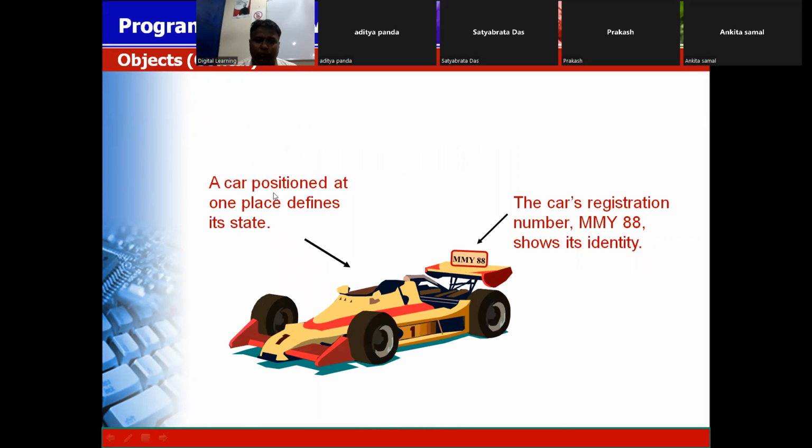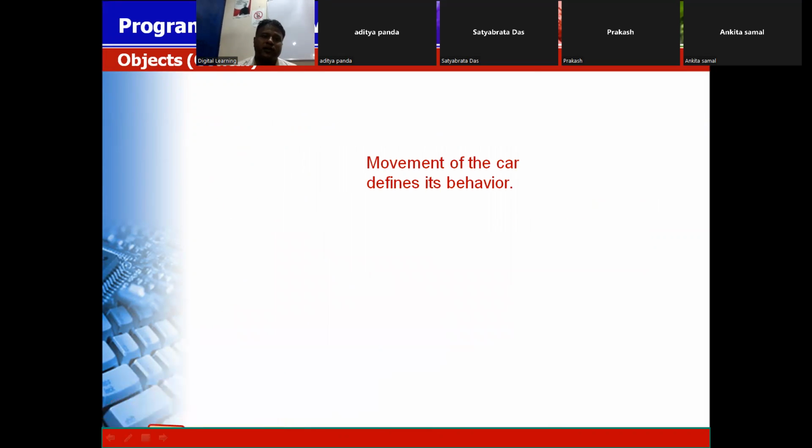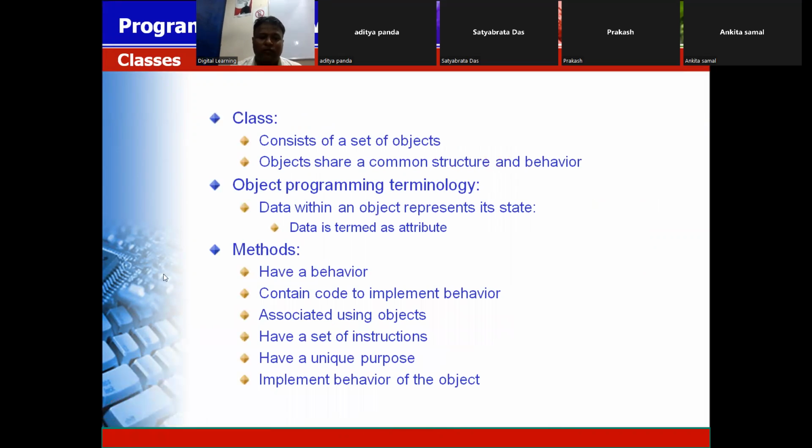See there, a car's position at one place defines its state. The car registration number shows its identity. It's an identity number. When the car moves, it shows its behavior. Now think about it. What is a class?